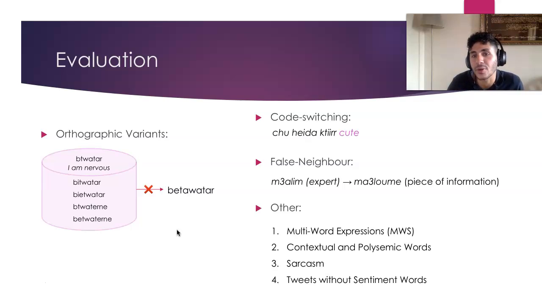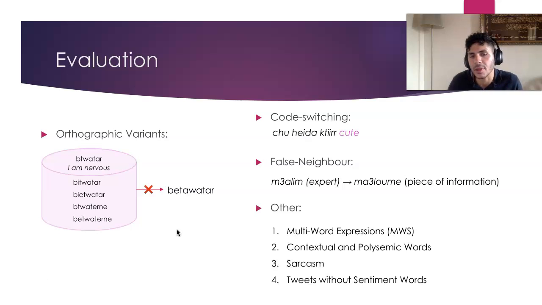The other issue is code switching, which is a whole direction in research that we did not address, when people, as they text in Arabizi, use an English or French sentiment word. Third is the false neighbor. If we have a positive or negative word in the lexicon, but then the matched word was a word that is neutral. Such as this example, معلم, which means expert, it matched with معلومة, which means a piece of information.